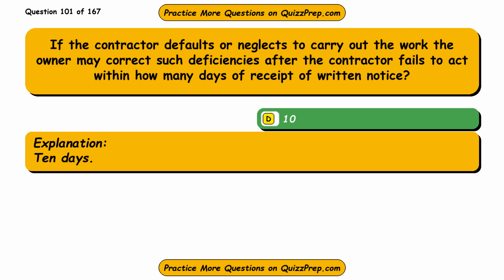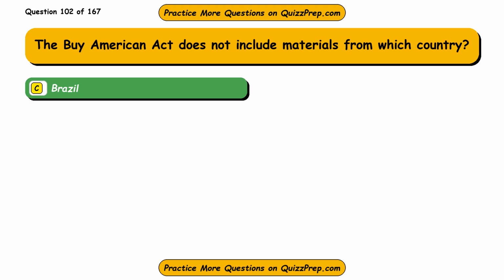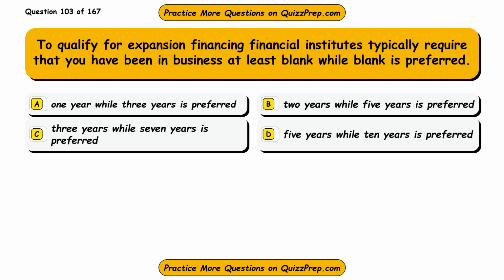10 days. Question 102. The Buy American Act does not include materials from which country? Option A, Canada. Option B, Mexico. Option C, Brazil. Option D, United Kingdom. The correct answer is option C, Brazil. Brazil.